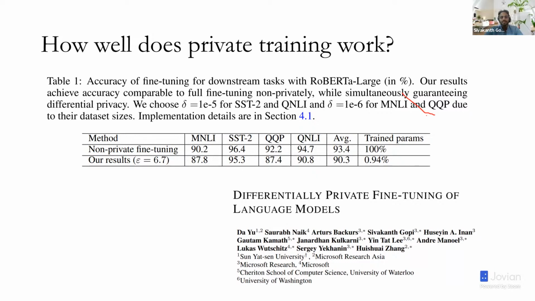So in that sense, empirically, what people have seen is that epsilon equal to 4, 5, and 6 is also a reasonable guarantee of privacy. But mathematically, you want to choose something like epsilon less than 1. And if you reduce the epsilon here, the accuracy will go down.